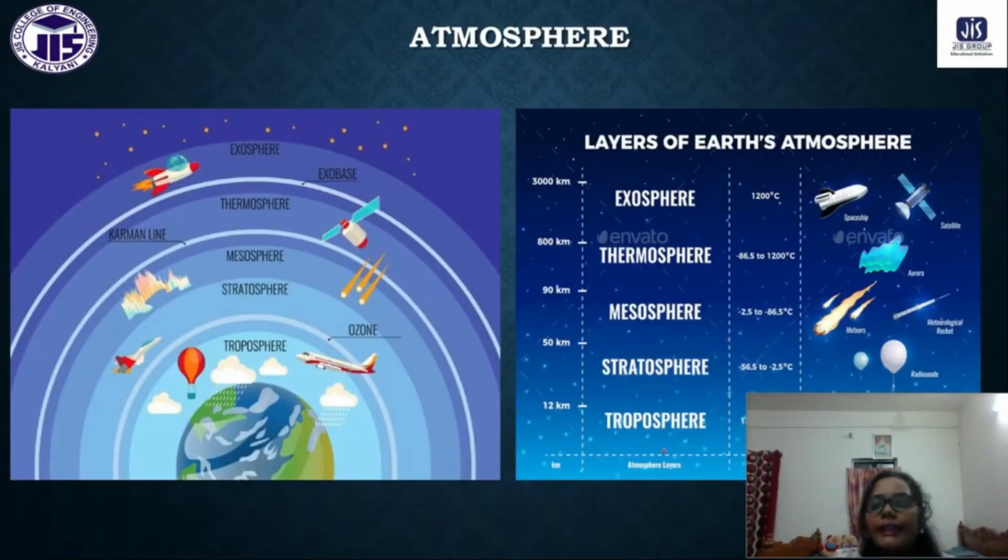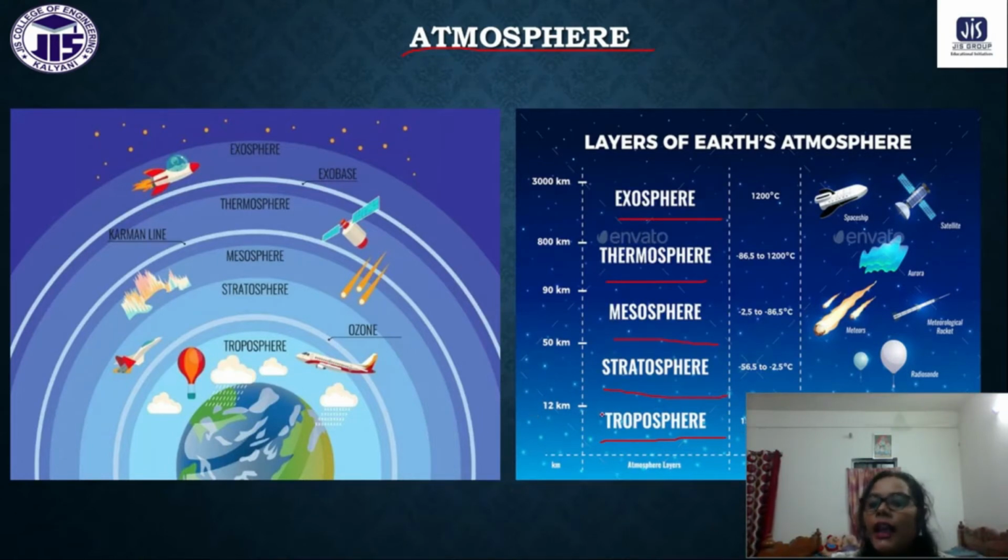Okay, so these are some of the layers, some of the components of the atmosphere that we have. First of all, we have the troposphere. Next, we have the stratosphere. Then we have the mesosphere, then the thermosphere, and then the exosphere. And in between these, we also have the ionosphere.